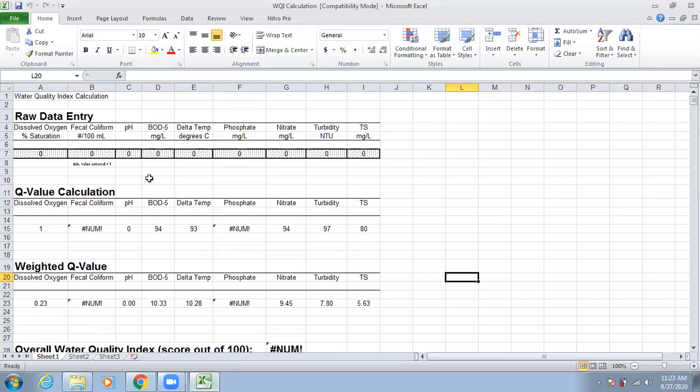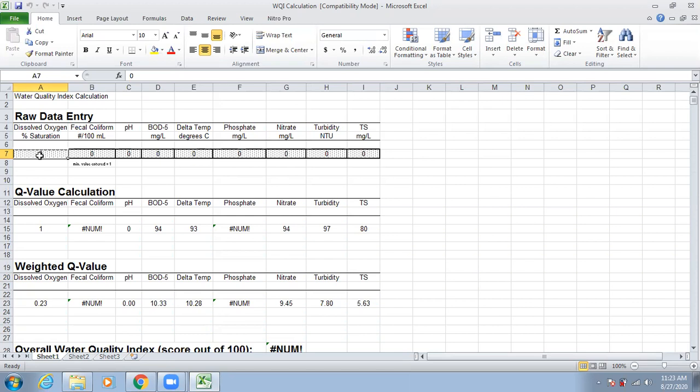You can see for water quality index, we need these parameters: DO, fecal coliform, pH, BOD of 5 days, delta temperature, that is the change of temperature from one station to another station if there is any, phosphate, nitrogen, turbidity, and taste. Now I'm filling one, dissolved oxygen saturation percent. For percent saturation, you need to put the saturation percent only. You do not put the dissolved oxygen in mg per liter.